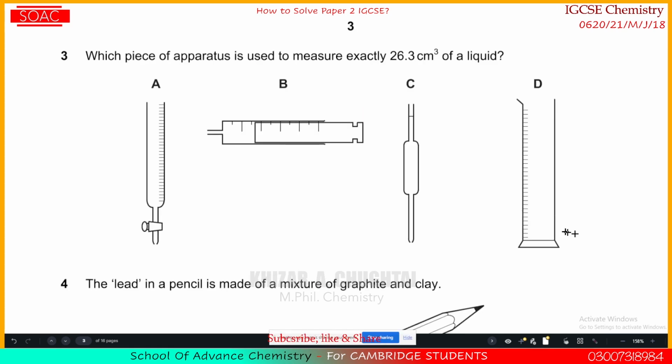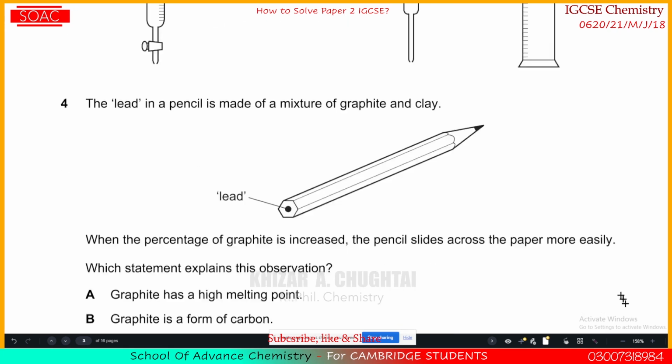Jumping to question number 3. Which piece of apparatus is used to measure exactly 26.3 centimeter cube of the liquid? Only one apparatus can measure liquid in fractions very exactly, and that is the burette. If you want to measure in fractions and precisely, then the burette is the only choice.